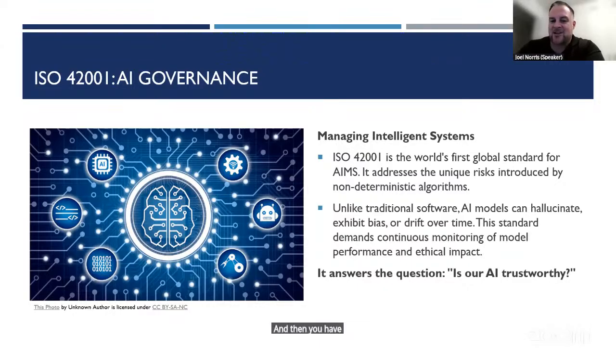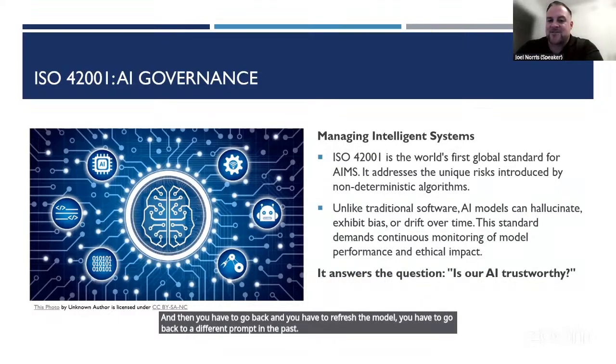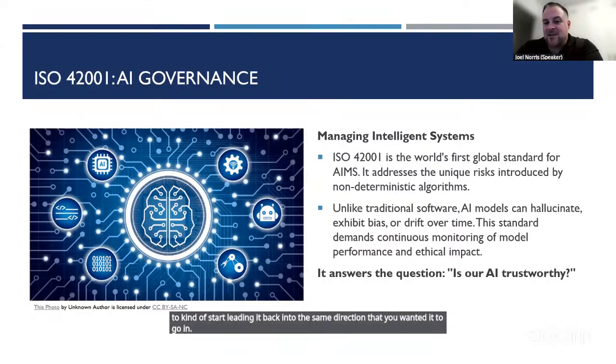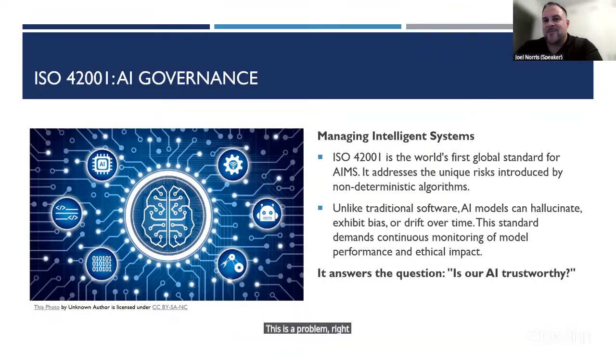And then you have to go back and refresh the model. You have to go back to a different prompt in the past to start leading it back in the same direction that you wanted it to go in. This is a problem, right? Because at the end of the day, what you have to remember when you're dealing with all these different language models is this is basically data that's been stored from many different sources. And I can give you a good visual of what that looks like, right?